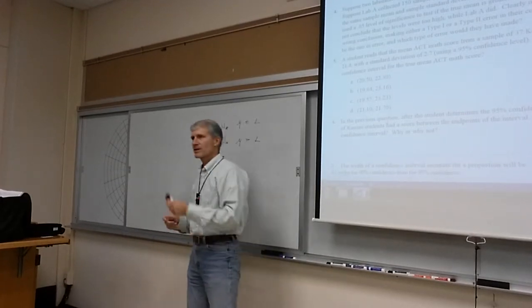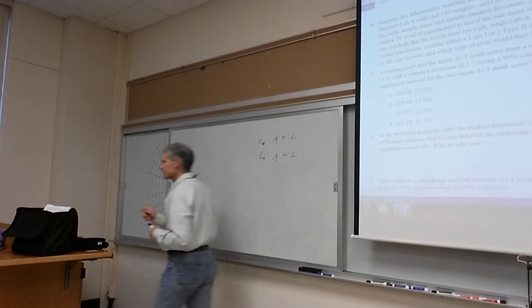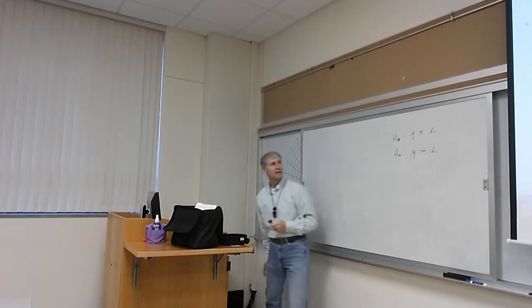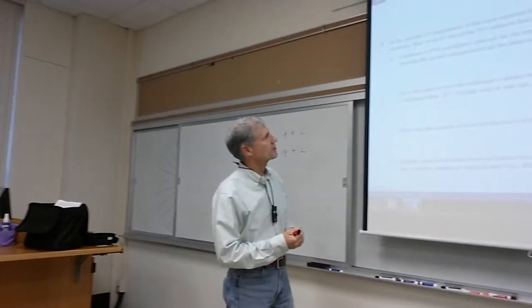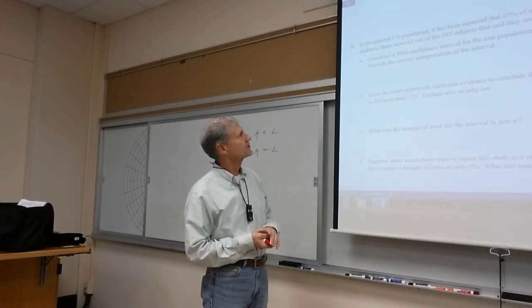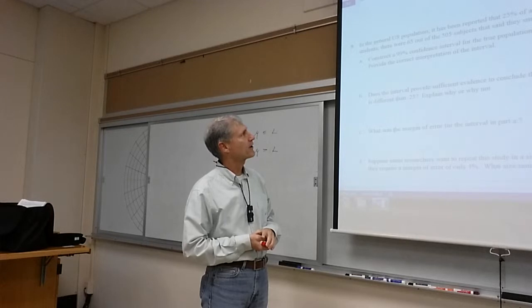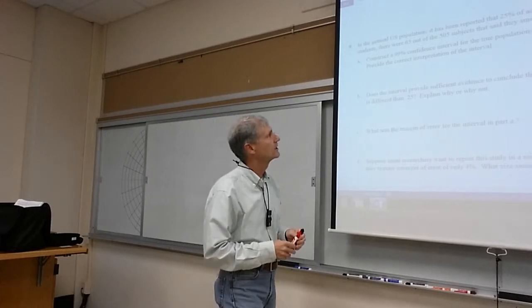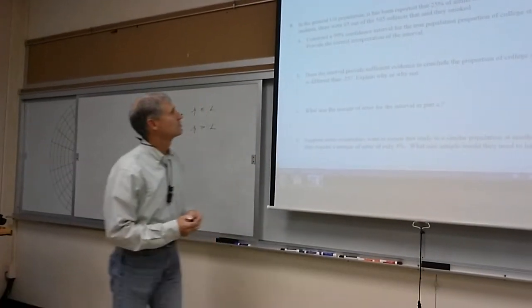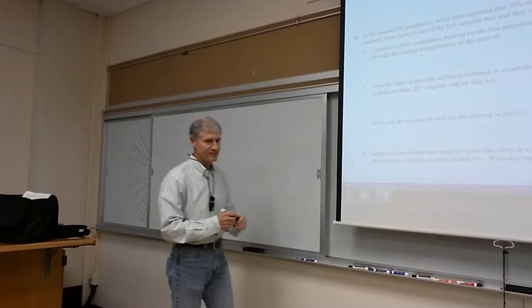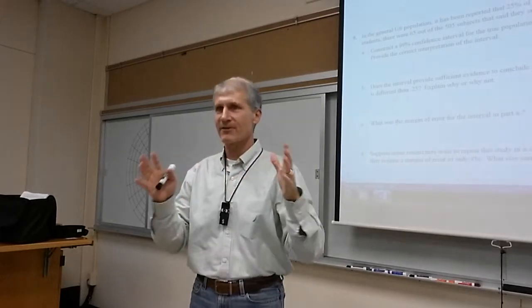All right. And I heard 9. Okay. Number 9 says, in the general U.S. population, it's been reported that 25% of adults smoke. In a recent survey of college students, there were 65 out of 505 subjects that said they smoked. Construct a 99% confidence interval for the true proportion who smoke. And then provide correct interpretation. Okay? You've got your little tree diagram now, right? Ready to go?